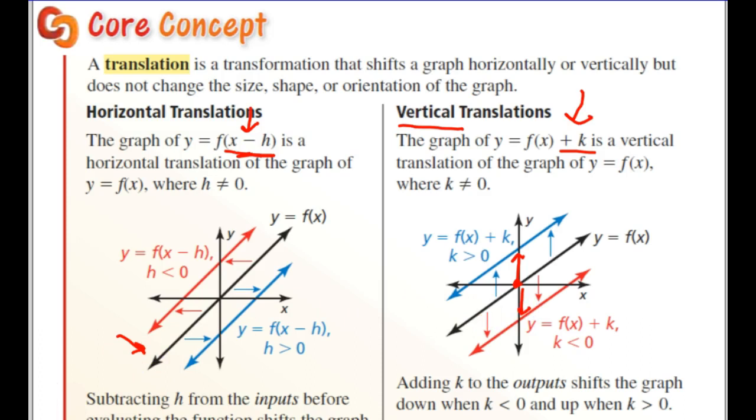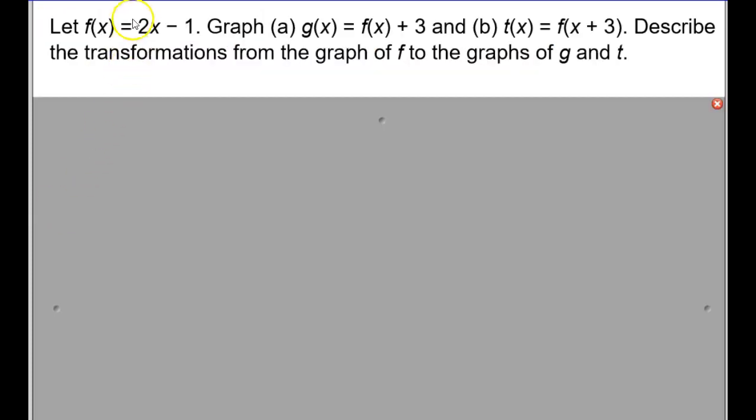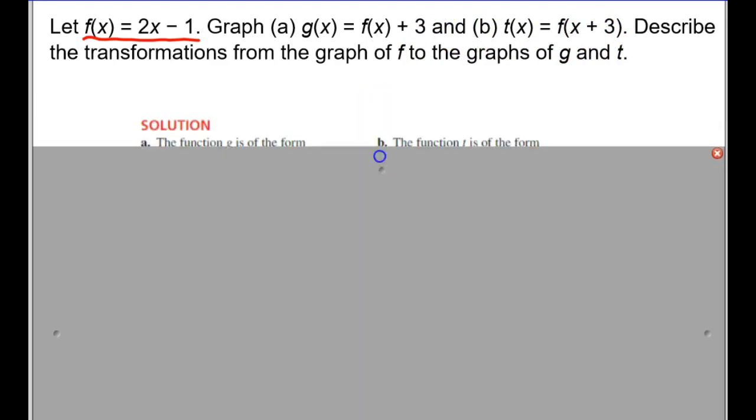So now let's look at an example of working with this. So here's my function. I have f of x equals 2x minus 1. So graph this, and I always like to start by graphing my parent function, and then I see I'm going to graph g of x, which just tells me a different function that I'm doing stuff to. And I see I have an f of x plus 3, and then an f of x plus 3. So you see both of them are plus 3, but they're in different locations, and they actually do very different things. Okay, so let's look at it.